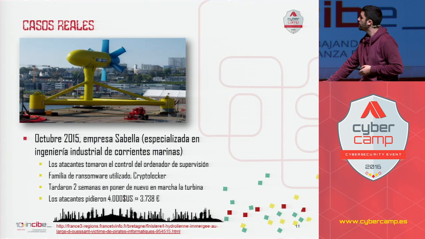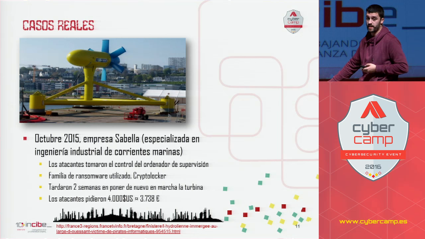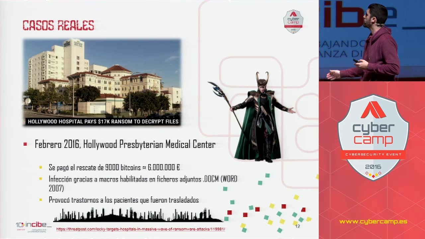Just by using ransomware on the supervision layer, it causes lots of problems. It was found that they were using CryptoLocker, and it took them 2 weeks to restart the turbine. And the attackers, as it's been said before, asked for $4,000. So 3,700 euros, not much really. It took them 2 weeks. So 2 weeks of idle time for the turbine is too much.